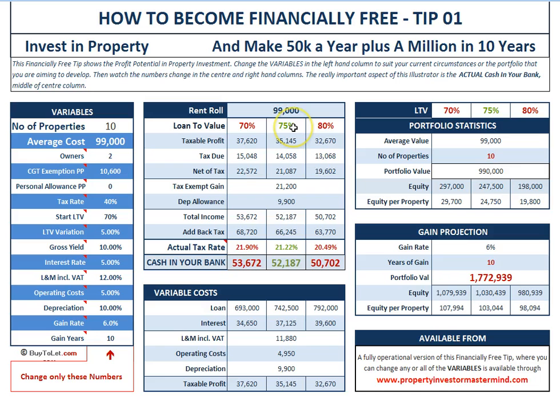Okay? Let's look at the 75% loan to value, because that is the most common loan to value available today. We've got a taxable profit of £35,000. Now, from the £99,000 rent in this example, we've taken our operating costs, and these operating costs are all listed down here. So you've got your loans at 75% loan to value, you've got your interest, letting and management including VAT, operating costs and depreciation, leaving you with £35,000 taxable profit. There it is. The tax due, £14,000 at 40%. The tax rate over here, and then we've got the net of tax position of 21,000.